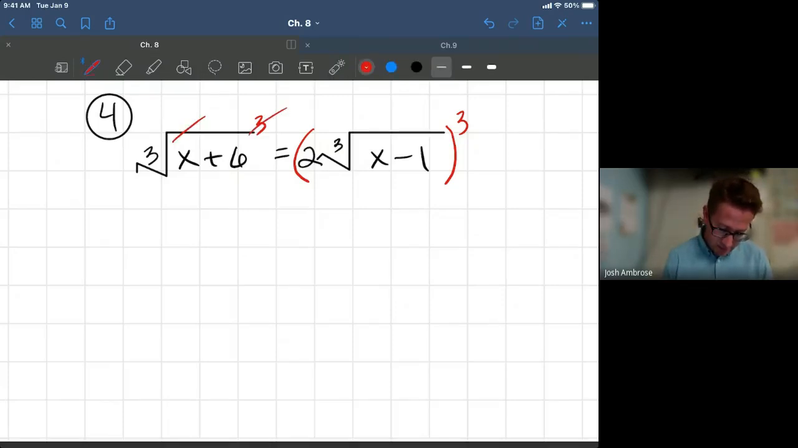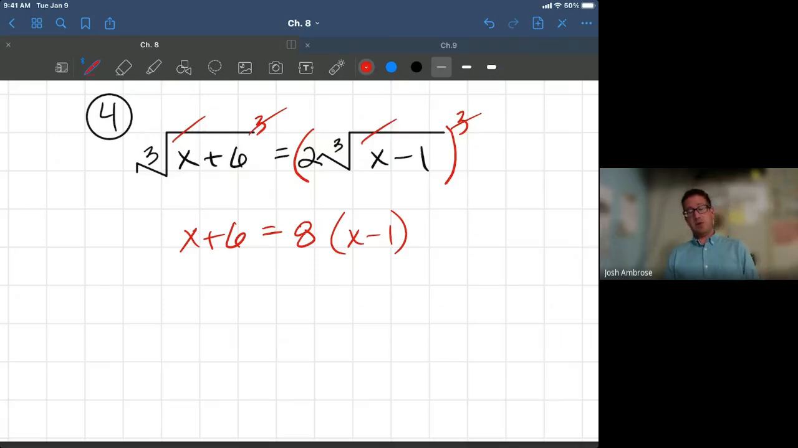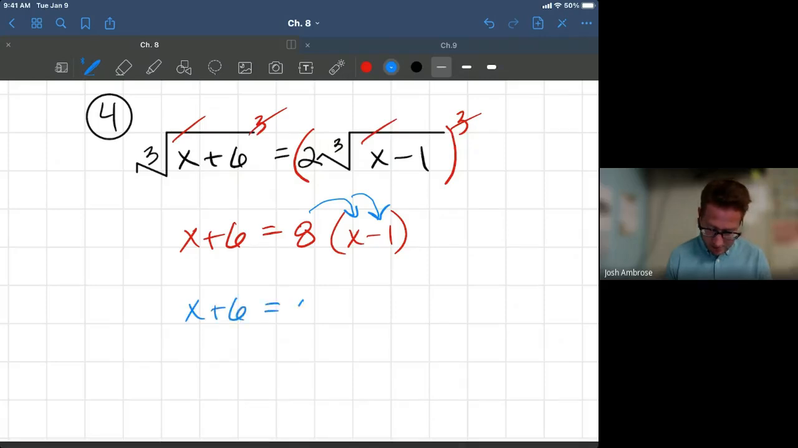All right, so let's keep going. These guys cross each other out. X plus 6 drops down. That 2 is going to be brought to the third power. Don't forget that. All right, and when we do that, that's going to create 8. Then crossing that out, we're now going to put that x minus 1 in a set of parentheses because it was all underneath that radical or that cube root. Okay, now we're going to have to distribute the 8 into the parentheses here. X plus 6 drops down. 8x minus 8. And now just go through your normal algebra steps and solve.